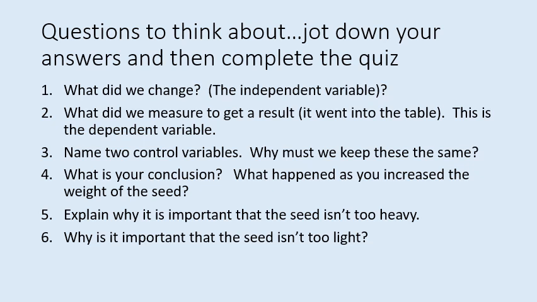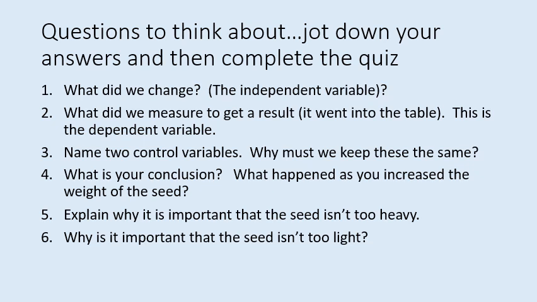Question 1. What did we change? What was the independent variable? Question 2. What did we measure to get a result? In other words, that's the thing that you wrote into the table. So what was it you were measuring as you got the result? That was the dependent variable, because it depended on the other factor that you altered.